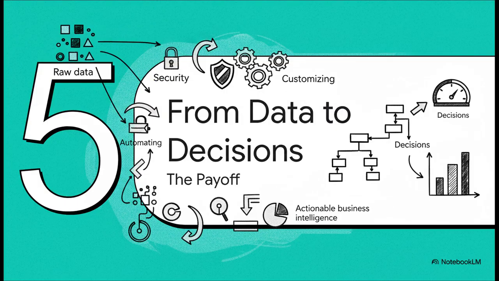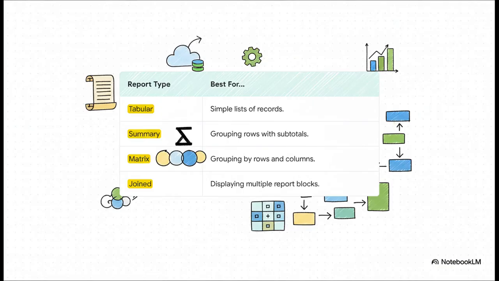Okay, so this brings us to the real payoff. Why do we do all this work? The data management, the security, the customization, the automation, it all leads to this one thing, turning all that raw data into actual, usable business intelligence that helps you make smart decisions. It all starts with reports, and you've got 4 main types in your toolbox.